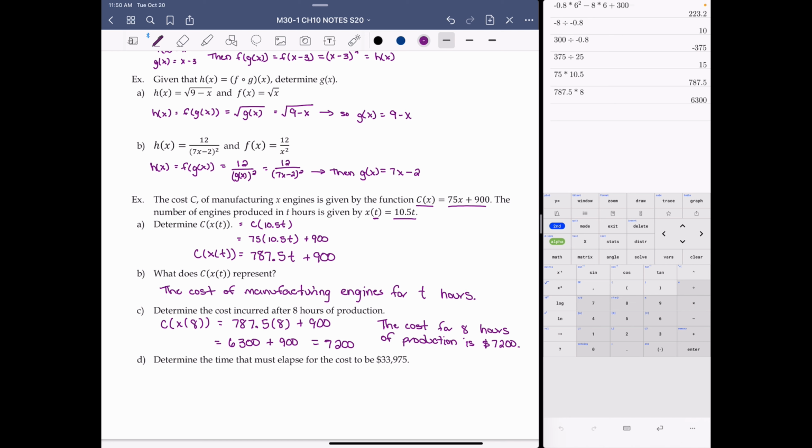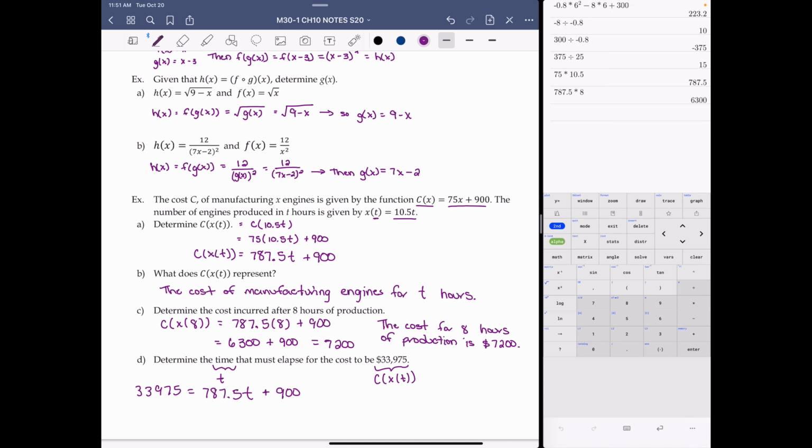Determine the time that must elapse for the cost to be $33,975. The cost based on the time elapsed, that's C(x(t)), and we are trying to find the t value. So our function, C(x(t)) = 787.5t + 900. We know the C value, 33,975 = 787.5 times t + 900.